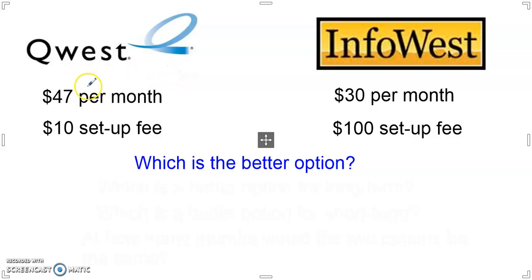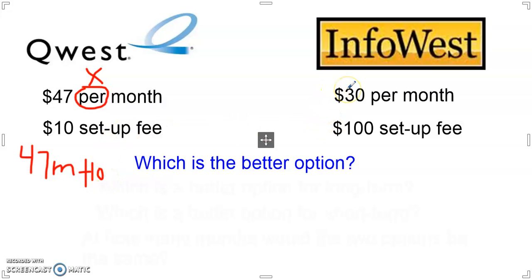So if we want to set up an equation, the word per means times. So if we are going to use the internet for 1 month, 47 per 1 month, we're going to use M for month. That just means it's $47 for 1 month. If we're doing 2 months, we've got to put a 2 in this spot and go 47 times 2, and so on and so forth. But don't forget that you've got that $10 setup fee, so we're going to add 10.